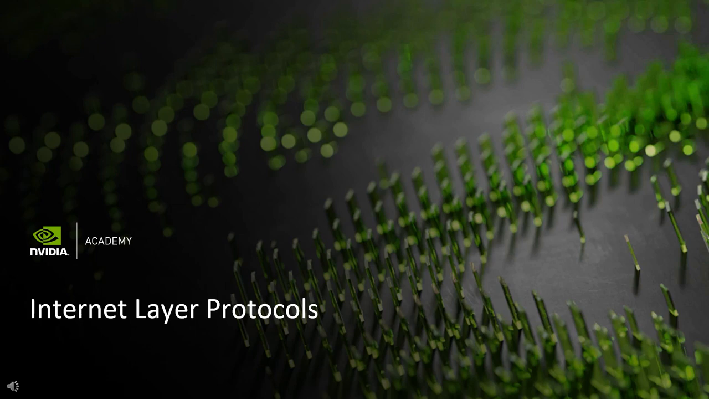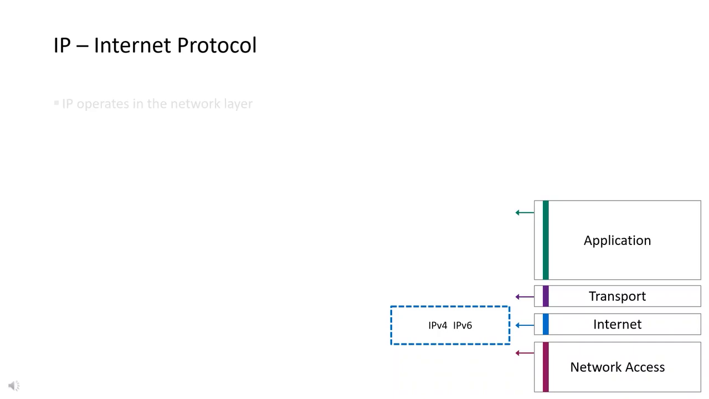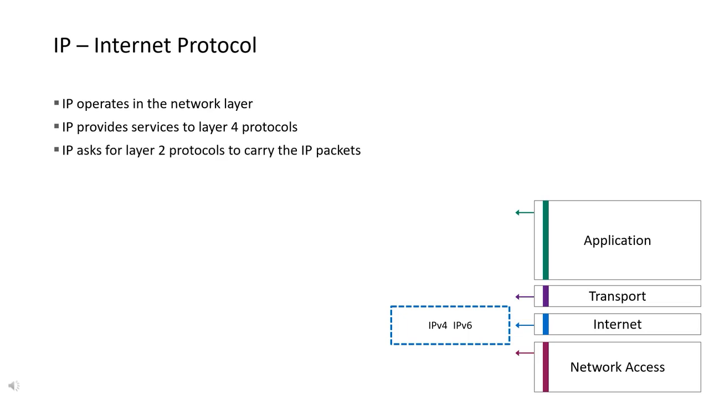We are done with the transport layer protocols. TCP and UDP are now ready to move on to the internet layer. IP version 4 is a network layer protocol. There is another version of IP known as IP version 6, but it is outside the scope of this course. So IP provides network services to layer 4 protocols, such as TCP and UDP, and in return asks layer 2 protocols to carry the packets over the physical medium.